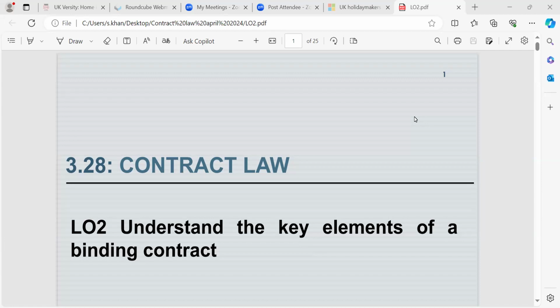So we looked at what a contract is, which is an agreement between two or more parties, a legally binding agreement. An example of that is if you go into a restaurant, sit down and purchase some food, that is a contract once you pay for it. We also looked at the rights and obligations of a contractual party within a contract.